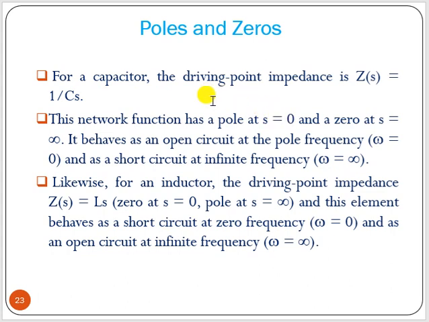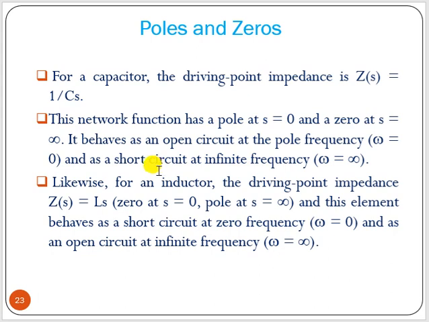That means what? At s equal to 0, what will happen to Z(s)? That becomes infinite. So at s equal to 0, which is nothing but omega equal to 0, it becomes infinite. And it has a 0 at location infinity, right? So at omega equal to infinity, it becomes a short circuit.